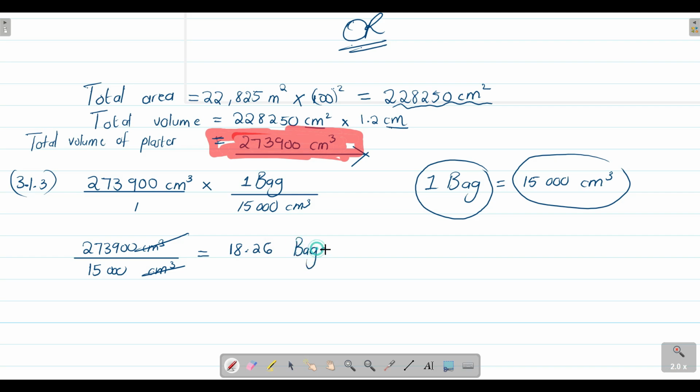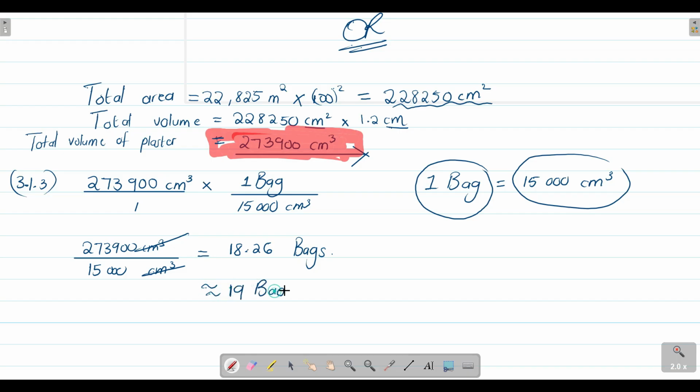However, guys, we are working with a real life situation. You want to literally go get these bags. You are not going to come back with 18.26 bags. Okay, so we want to be realistic in our answer. That means that you want to get approximately 19 bags.